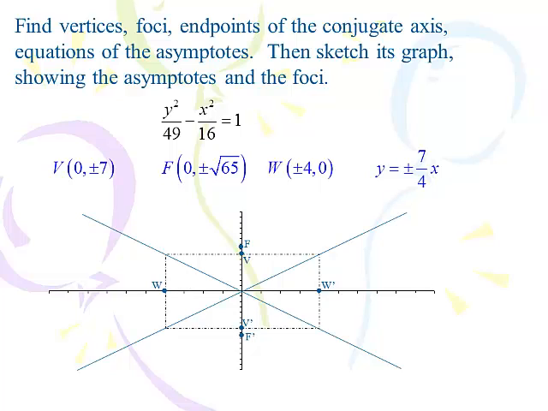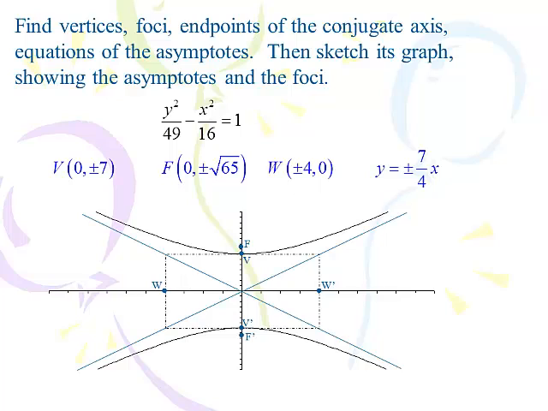So I go ahead and plot this. I put the vertices in there at 0, plus or minus 7. And then square root of 65 is 8 point something, so I put that in there: 0, plus or minus square root of 65. I dot in my auxiliary rectangle, going through the vertices and going through the endpoints of the conjugate axis. And then I extend those diagonals. And the extensions of those diagonals become the asymptotes. So now I can sketch in the hyperbola.